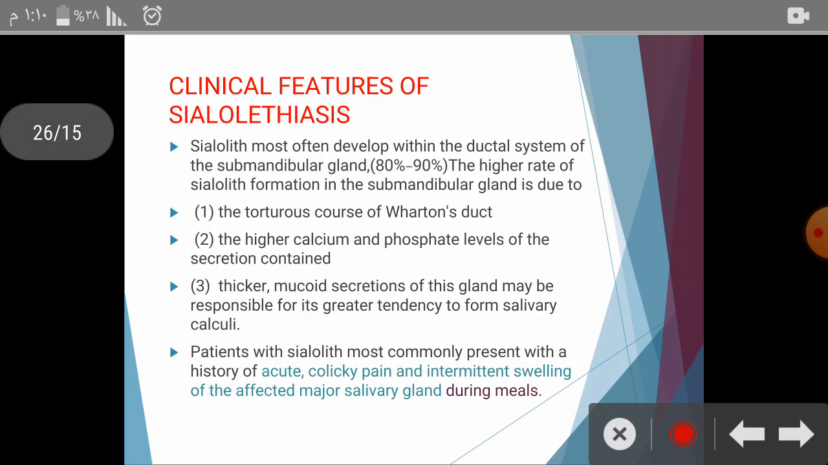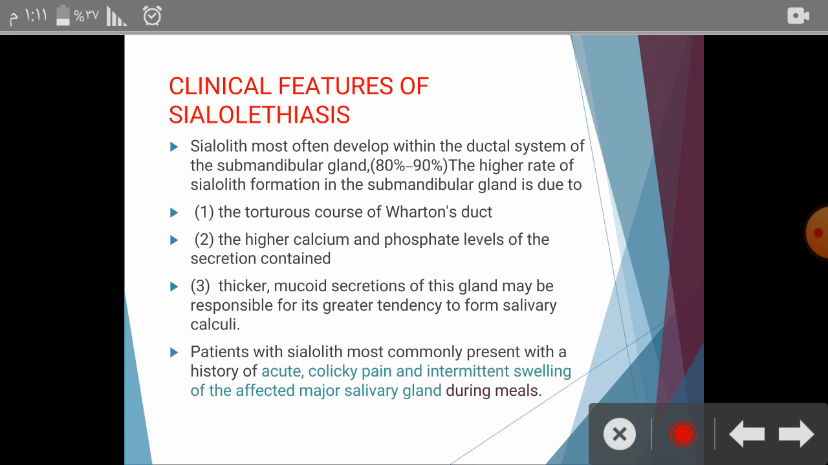Clinically, it is most common in the submandibular gland, 80 to 90%. It happens in the submandibular gland because, first, of the tortuous course of the Wharton duct; second, the high calcium and phosphate level of the secretion; and third, the thicker mucoid secretion of this gland. It may be responsible for a greater tendency to form salivary calculi.